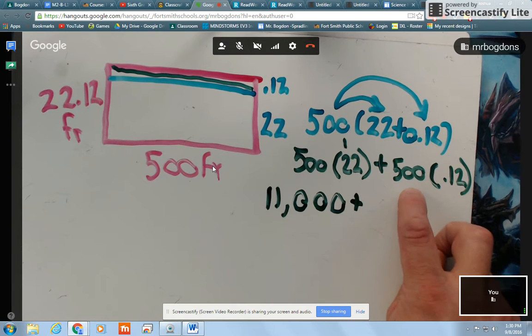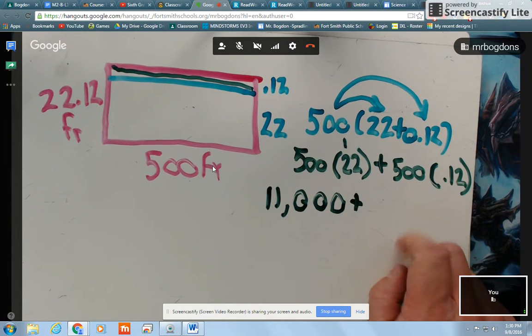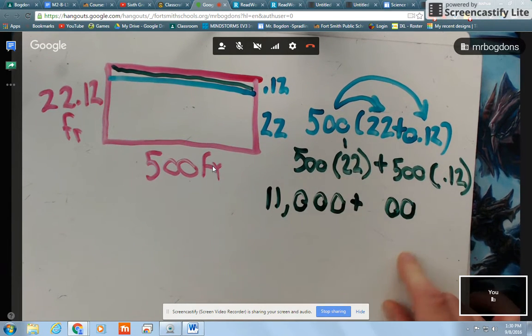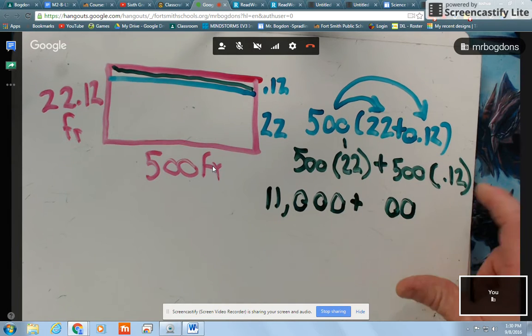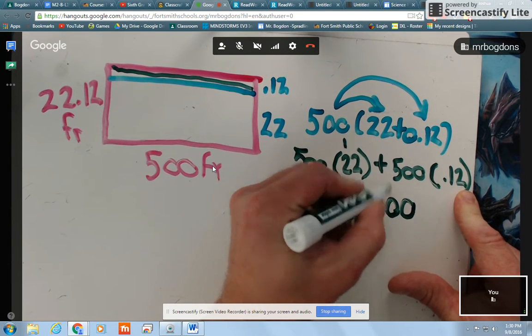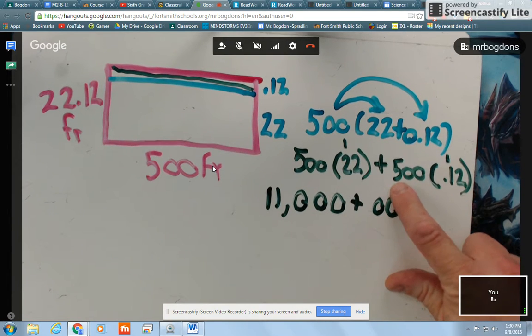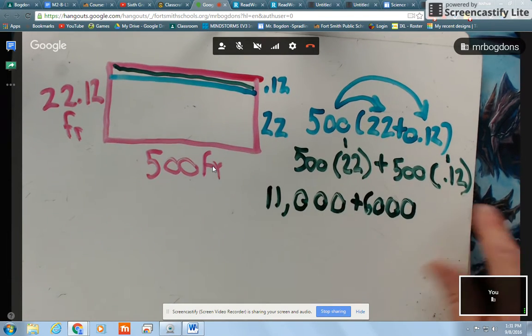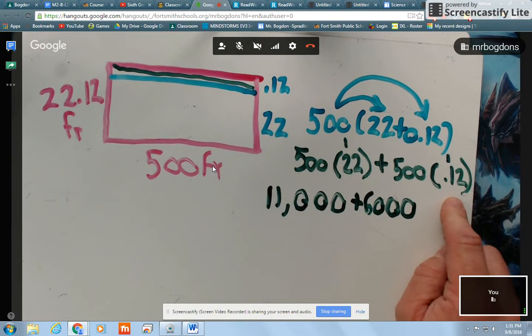So I see a 500. Let's count our zeros. How many do we have? 2. So I need to add how many zeros to my product? 2. Brian's going to get this right. Now I see my 5 times 2. Write a 0, regroup the 1. 5 times 1, 5. Plus 1? 6. Fantastic. Now, did I have 12 or did I have 12 hundredths?